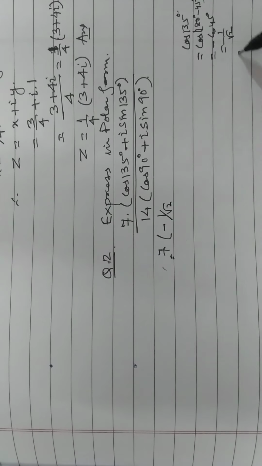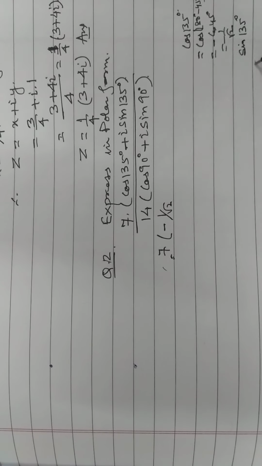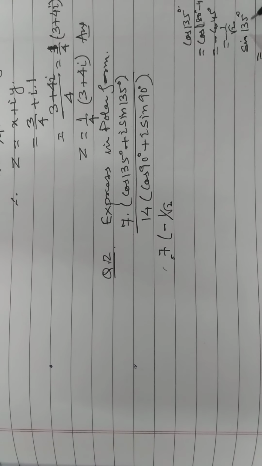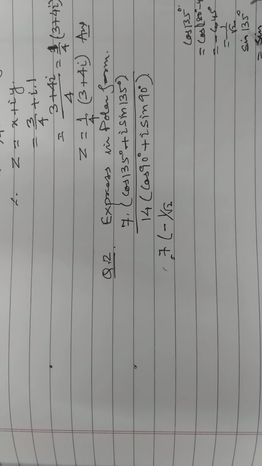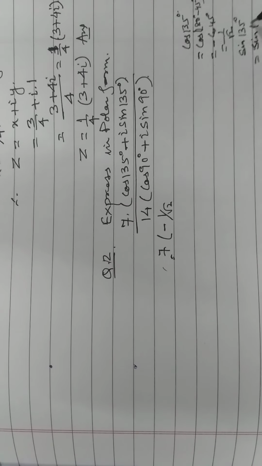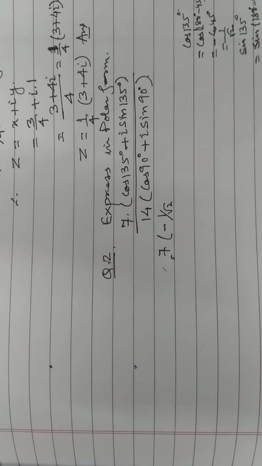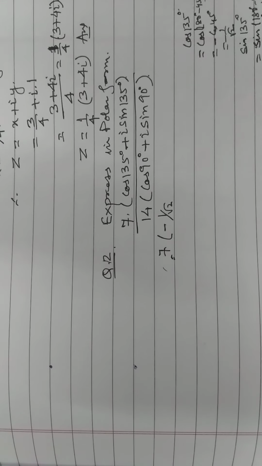And in the second quadrant, sine 135 is positive, because of the rule all sine tan cos. I will also teach all this in trigonometry. Sine of 180 degree minus 45 is equal to sine 45. So sine 45 is 1 by root 2.